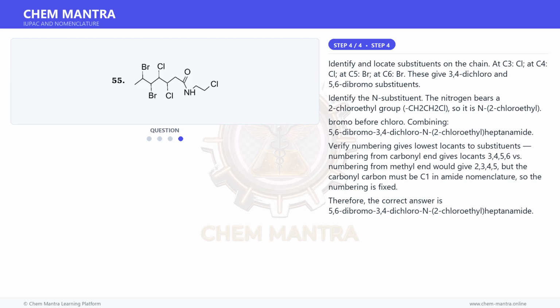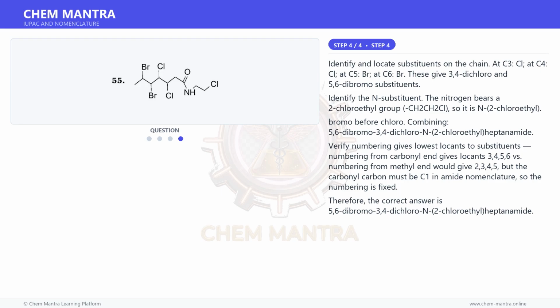Verify numbering gives lowest locants to substituents. Numbering from the carbonyl end gives locants 3, 4, 5, 6, versus numbering from the methyl end would give 2, 3, 4, 5. But the carbonyl carbon must be C1 in amide nomenclature, so the numbering is fixed.